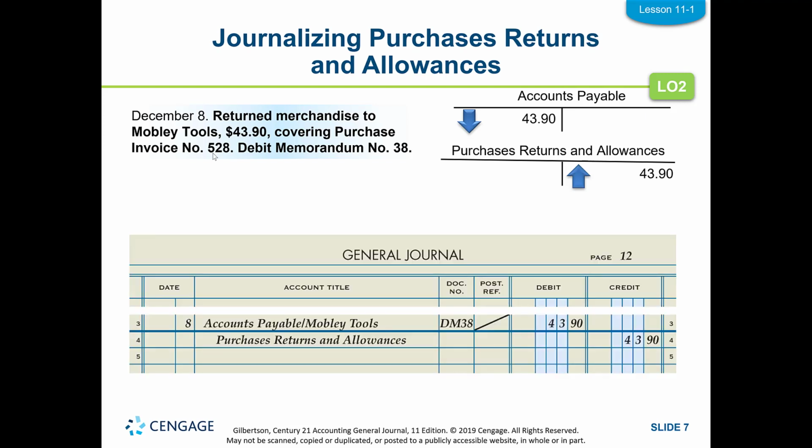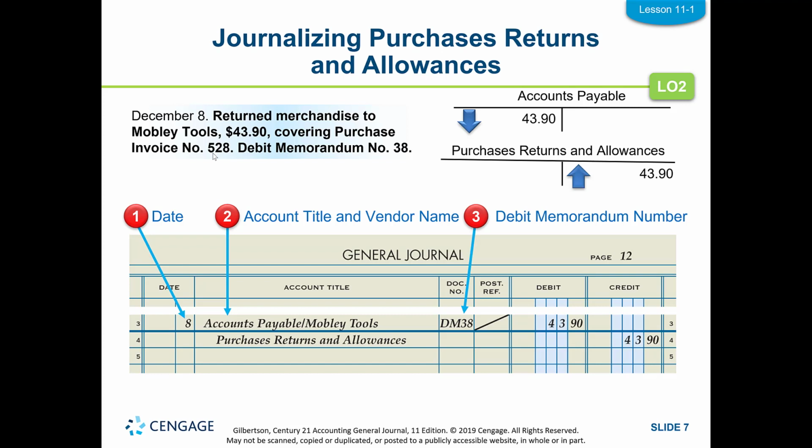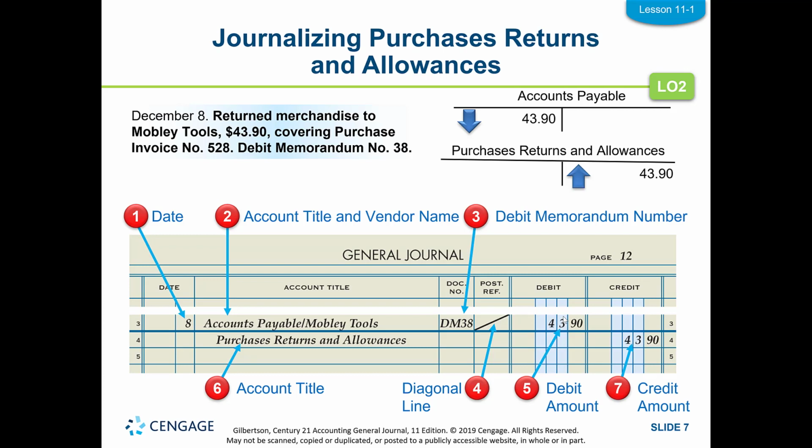Well, first, we're going to know that it's going to go in our general journal. Let's go ahead and get our date, and then we're going to get our account title. And this is going to be Accounts Payable, Mobley Tools, debit memorandum. We have to do this slash line again because anytime I use accounts payable, I have to have the name of the vendor as well. So I have accounts payable / Mobley Supply, just like I did before, except this is being debited instead of credited. Our debit amount is $43.90. Then we're going to credit purchases, returns, and allowance, and we're going to credit that $43.90.